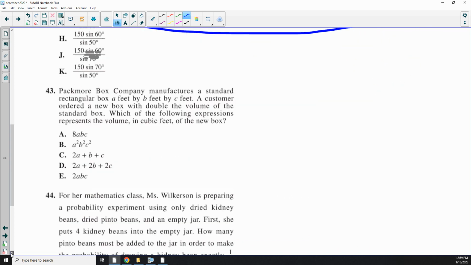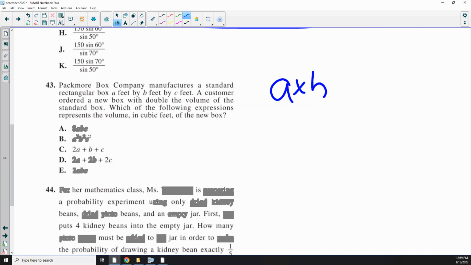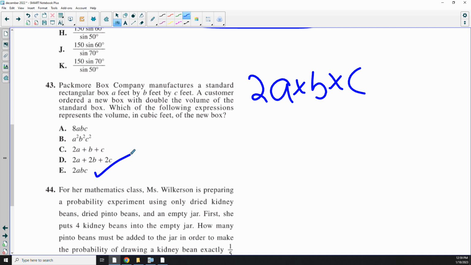The volume of a box is length times width times height. So what if I double it? It's 2 times length times width times height.